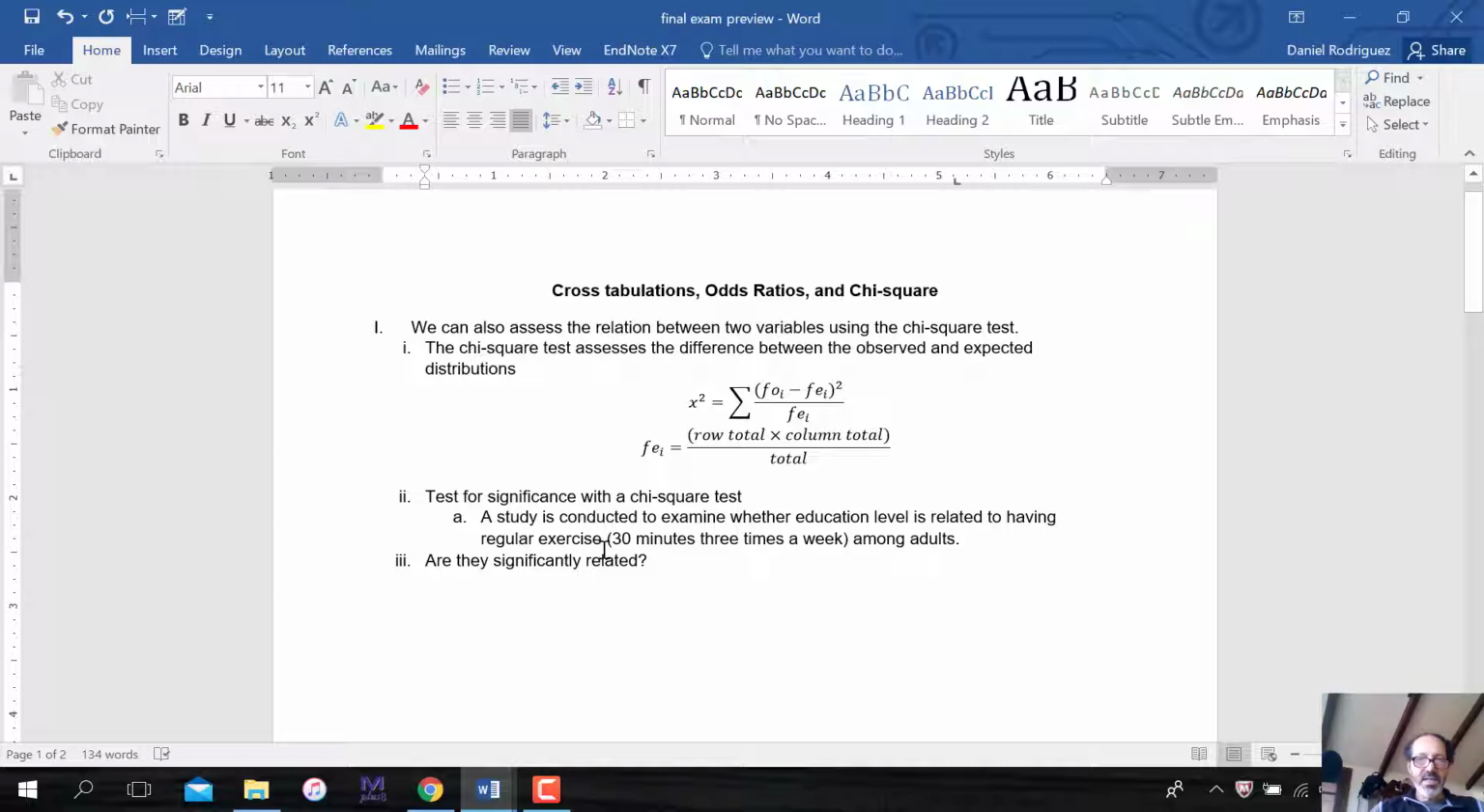Okay, so a study is conducted to examine whether education level is related to having regular exercise. Regular exercise is 30 minutes 3 times a week among adults. Okay, got it? So this is a typical type of chi-square problem. But what differentiates it is if I was just counting up minutes of physical activity and using that as my dependent variable, I wouldn't be able to use the chi-square test. But I'm creating a discrete variable here, so I can. So I'm probably dividing up exercise into yes or no for regular exercise.